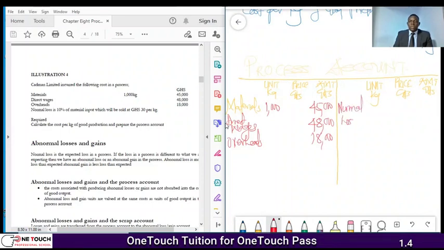Then we have our normal loss in the process of 100 kg. Now this can be sold for 30. So this time around, it is not a nil value. Its value is 30 Ghana cedis. Good. And that gives us 3,000. Then the transfer to the finished goods. So finished goods in the process is 900. And that 900 is valued at 120 Ghana cedis. So 900 times 120 gives us 108,000. Good.